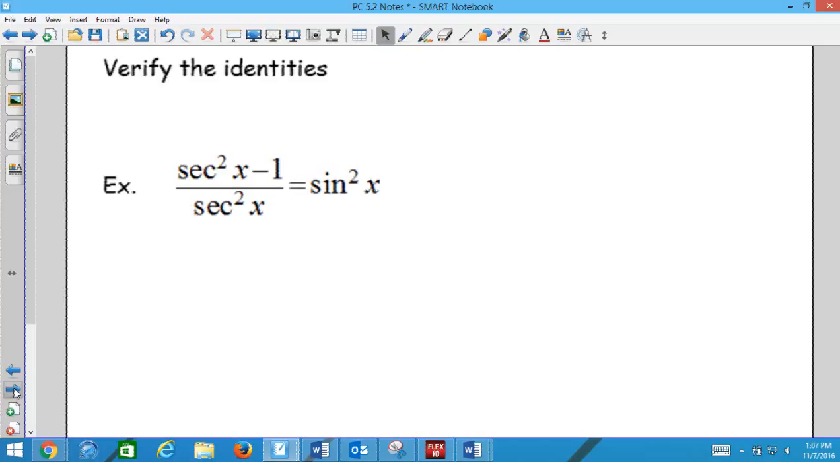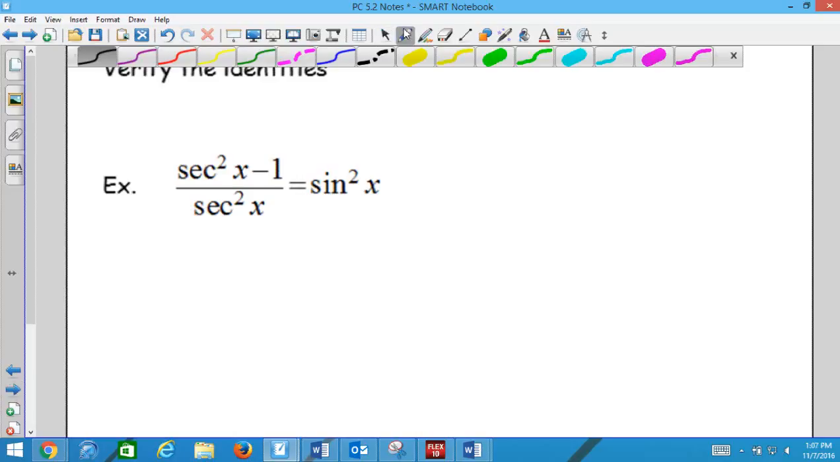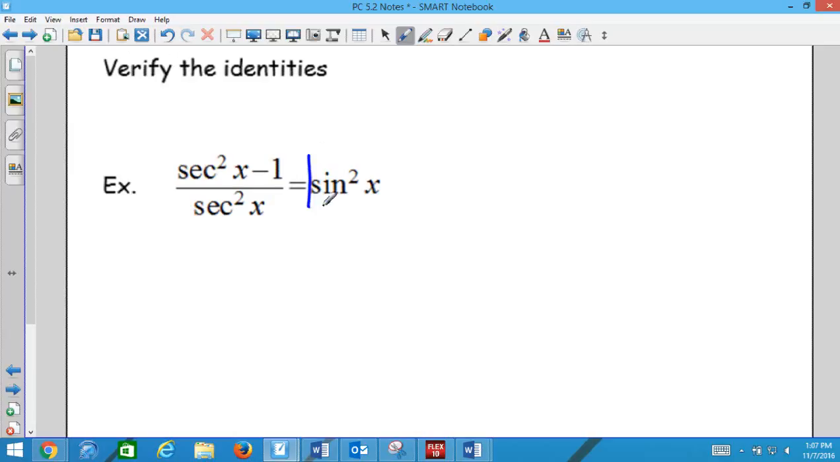It also suggests that you work on the harder side, the more complicated side. It would be more complicated if it has addition or subtraction. So looking at these two sides, which side do you think is more complicated? The left, right. So when we do this, we will be keeping the right side the way it is, and we will never touch the right side. We will only work with the left side.